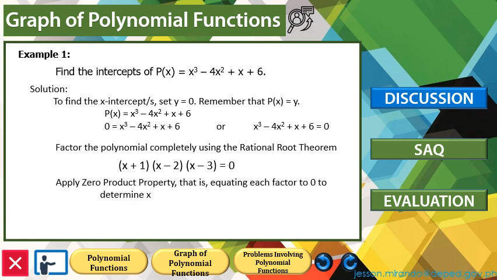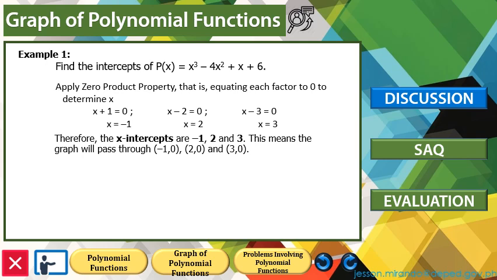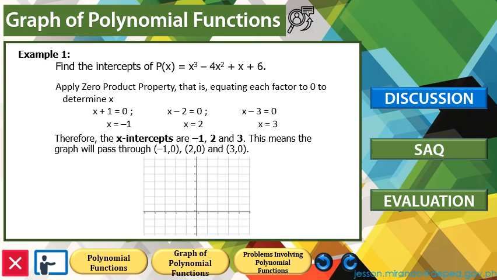Apply zero product property, that is, equating each factor to 0 to determine the value of x. Then we have x equals -1, x equals 2, and x equals 3. Therefore, the x-intercepts are -1, 2, and 3. This means the graph will pass through (-1, 0), (2, 0), and (3, 0).